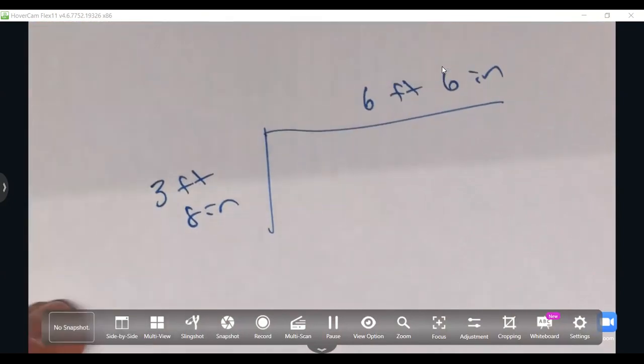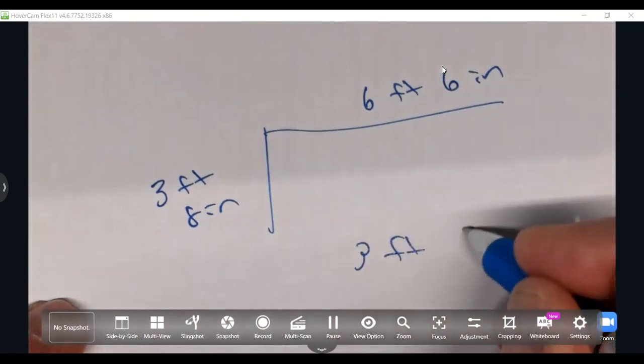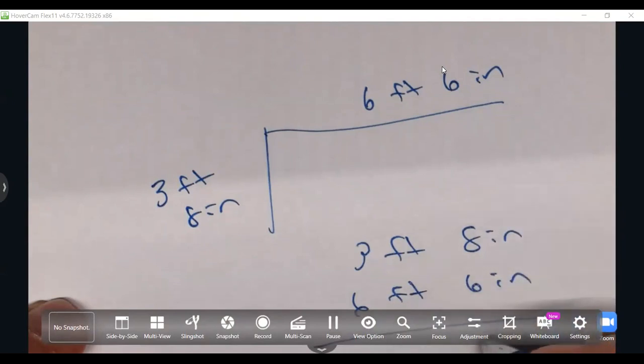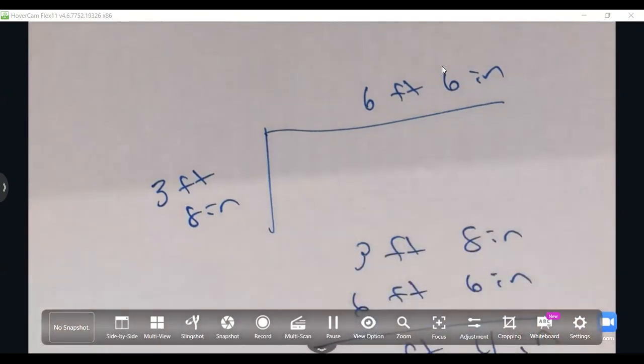Well, the student goes, okay, I can do that. 3 feet 8 inches and 6 feet 6 inches. Let's see, 14. So that's 4 inches carried to 1. That's got to be 10 feet 4 inches, teacher. You said, no, that's not right. Why isn't it right?